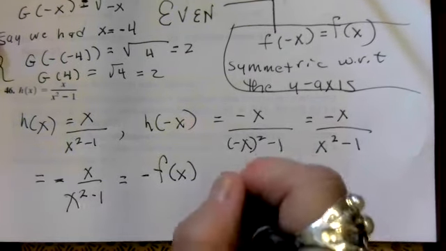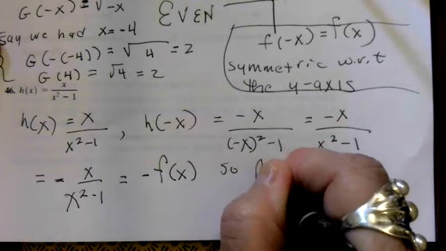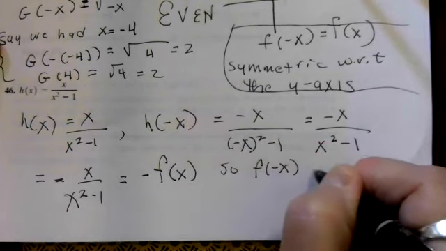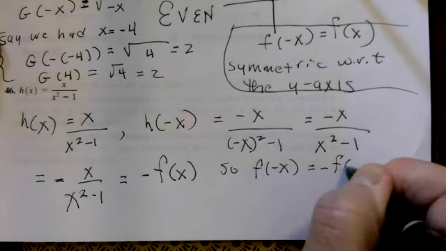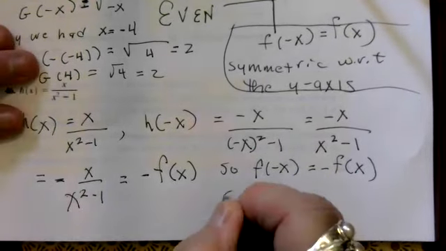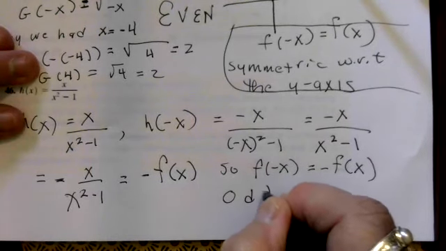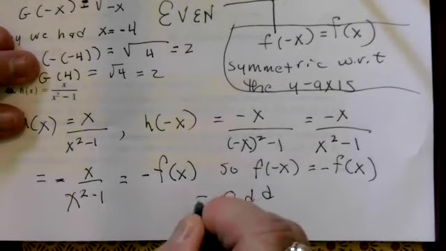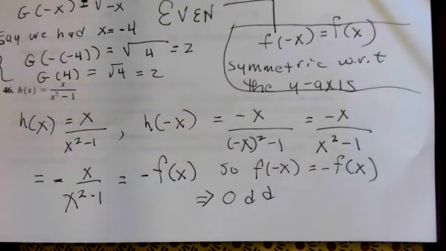Now, what does it mean when f of negative x is equal to the opposite of f of x? What does that mean? That means it's odd. Okay. Let's look at the next page.